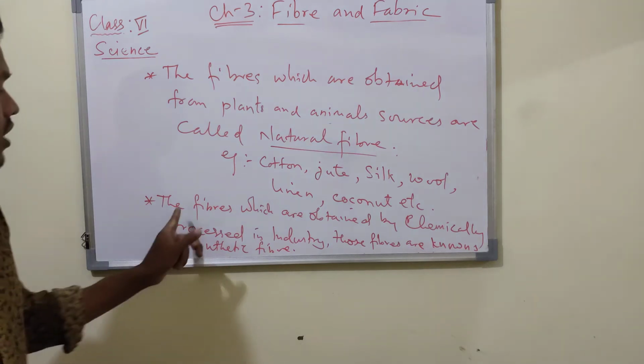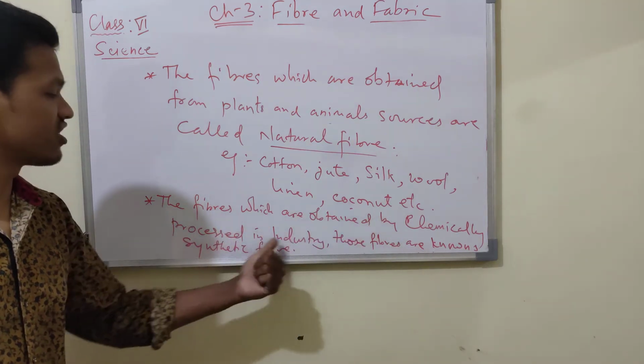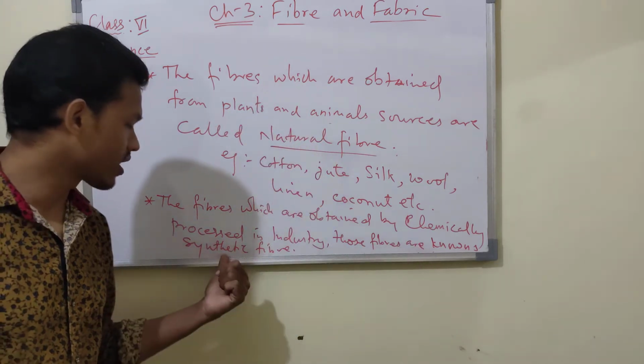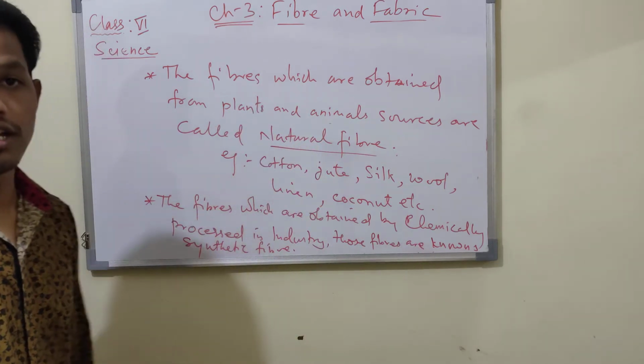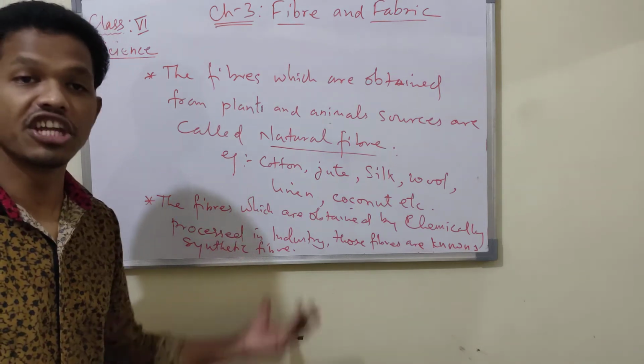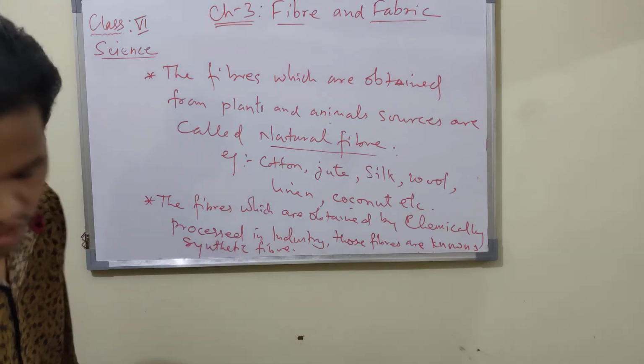Synthetic fiber: the fibers which are obtained by chemical processing in industries, apart from plant and animal sources, are known as synthetic fiber. You will study in higher classes what synthetic fiber is, its characteristics, its uses, and the different types of synthetic fiber.